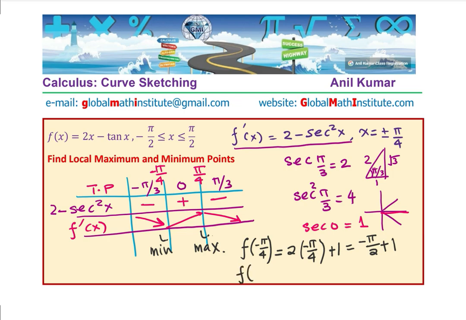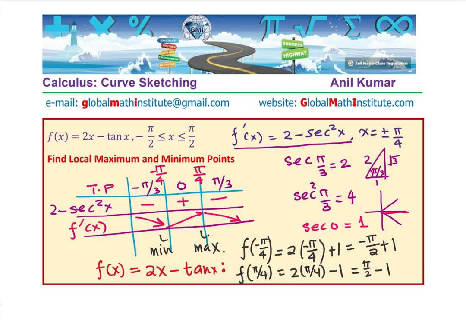Now let's look into plus pi by 4. So we get 2 times plus pi by 4, and this becomes positive, right? So positive, and minus of tan x will give me negative 1. So we get here pi by 2 minus 1 as the maximum value, right? So what are we doing? We are evaluating the function f of x, which is equal to 2x minus tan x at minus pi by 4 and plus pi by 4.